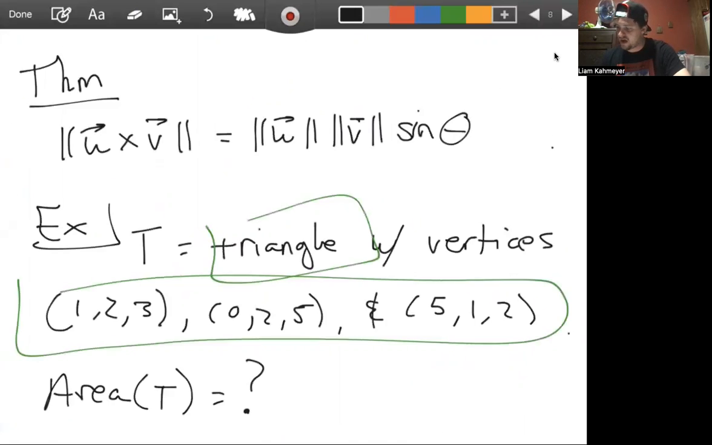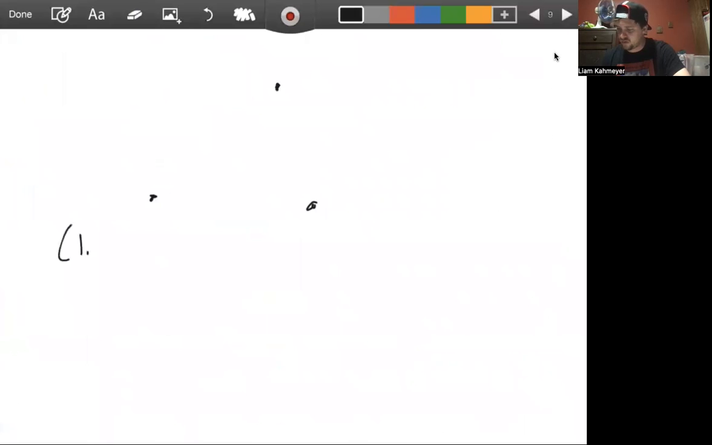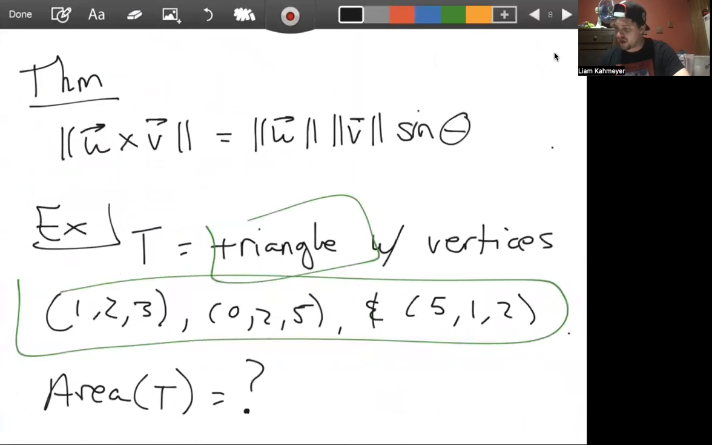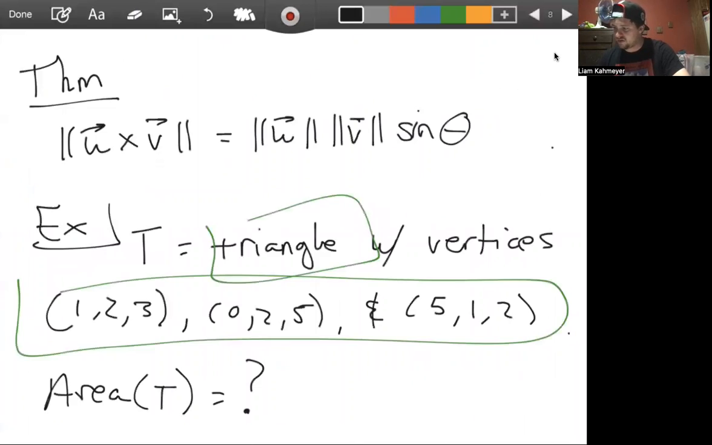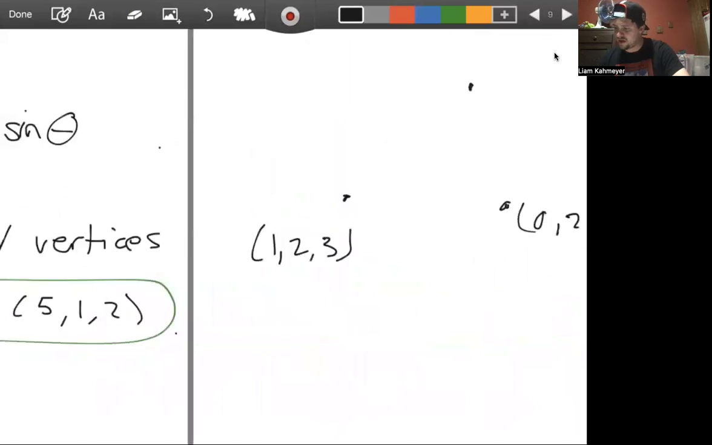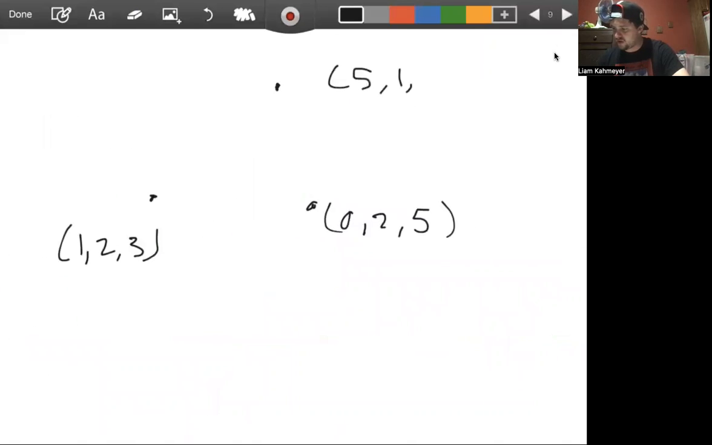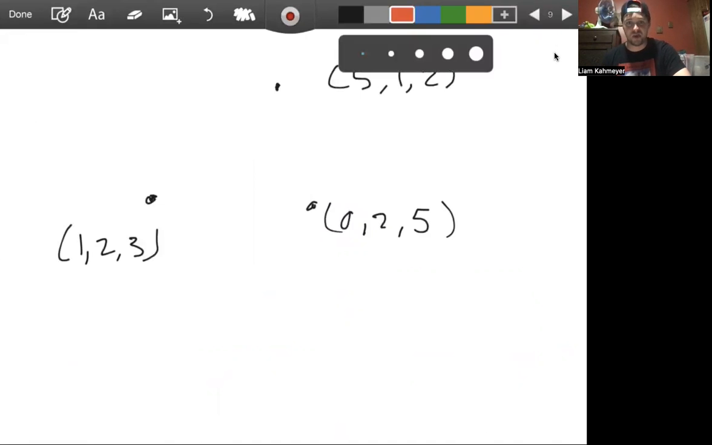So let's say we have the points (1, 2, 3), and this isn't geometrically accurate, but it's still a schematic to understand what's going on. We have (0, 2, 5), and then (5, 1, 2), right? And so if we know 3 points, we also know 2 vectors. Or in fact, we know more vectors than that, but we know at least 2 vectors, right?